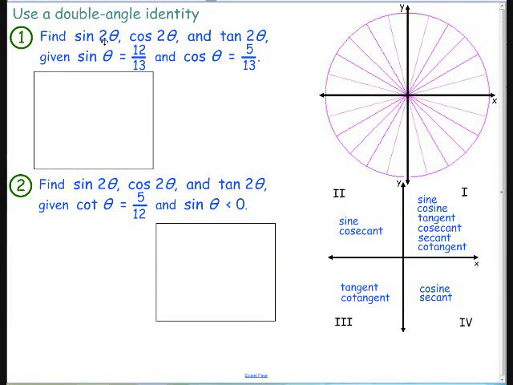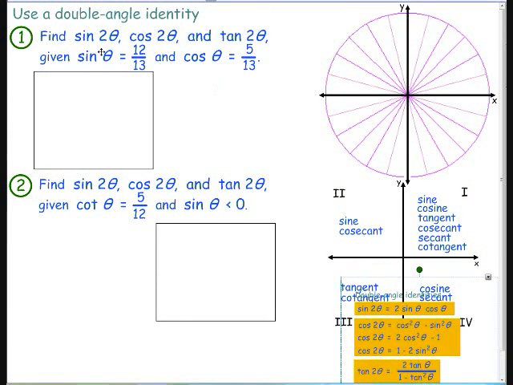Let's find the value of sine 2 theta, cosine 2 theta and tangent 2 theta when we know what sine theta is and cosine theta is. All right. So what am I going to use for sine 2 theta? I only have one choice anyway. In order to find sine of double theta, I have to know what sine of single theta is and what cosine is. Well, good. I do know what they are. Here's sine of single theta. Here's cosine of single theta.